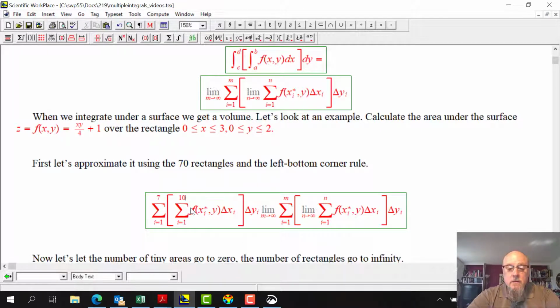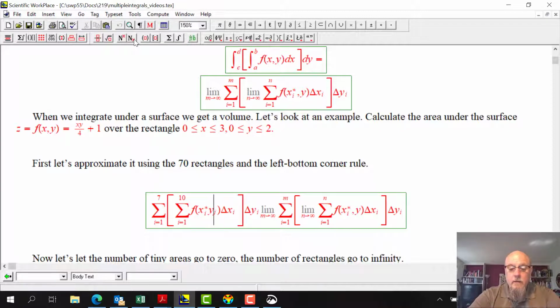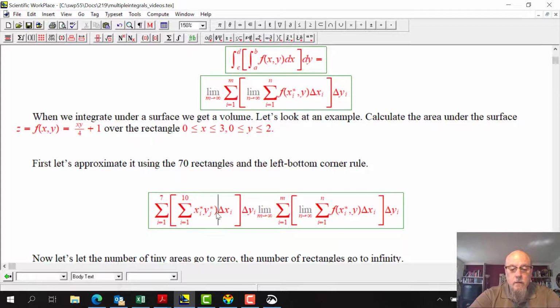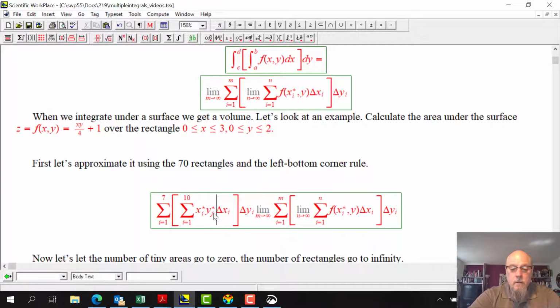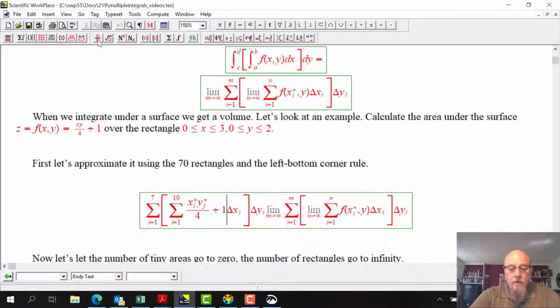Our actual function then is going to be, let's do it this way, f sub j. Our function is: plug in the x, y, divide by 4, add 1 to the whole thing.